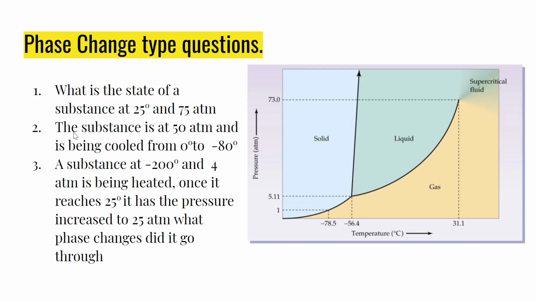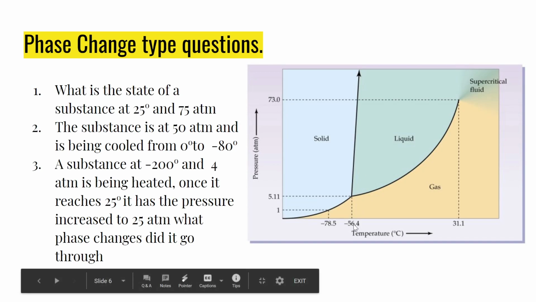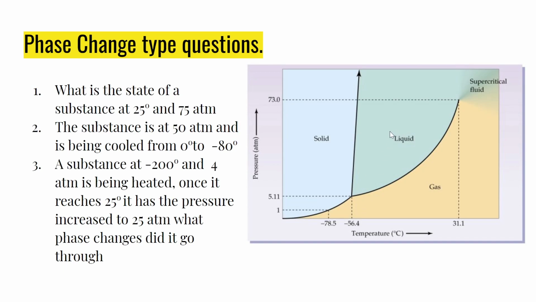The next question is: the substance is at 50 atmospheres and is being cooled from 0 degrees to negative 80 degrees. Okay, so 50 atmospheres, we're going to have to approximate where 50 atmospheres is. Okay, it looks like we're going to say it's right about here or so. We could say right here. And it's being cooled from 0 degrees, so this is negative 56.4, so 0 has got to be somewhere over here, to negative 80.